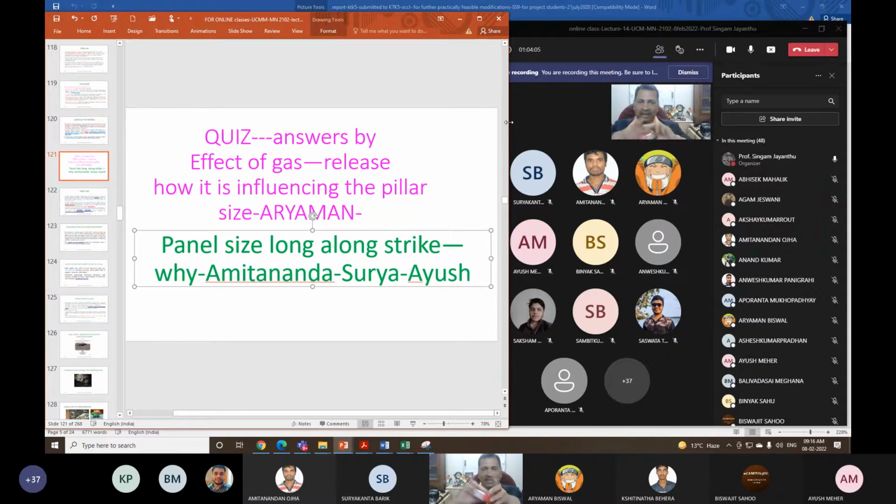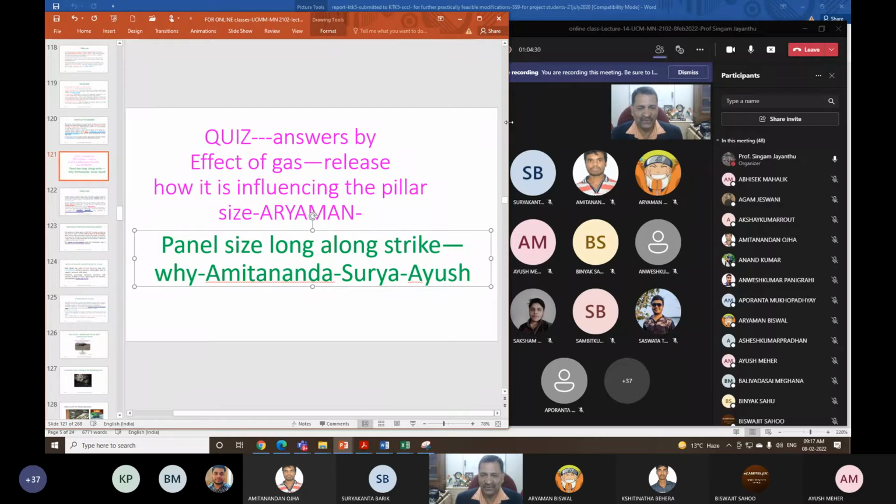Suppose this is coal, there is a pillar, and there is gas in it. That means it forms some type of cracks, gas is released, and many things happen. Yes, sir. That makes the pillar softer and weaker. So in that situation, it should be a very big size pillar, right?